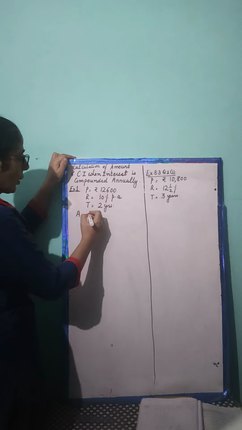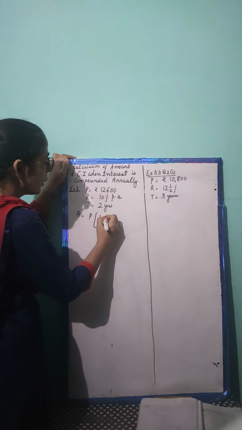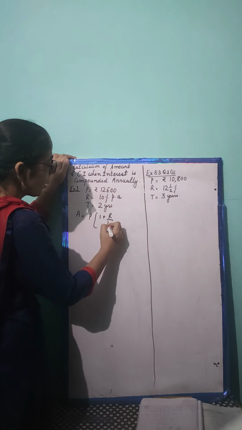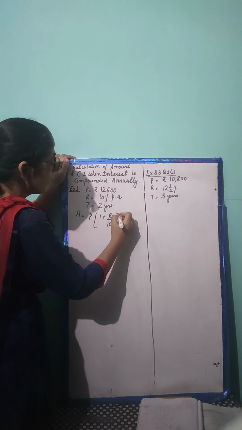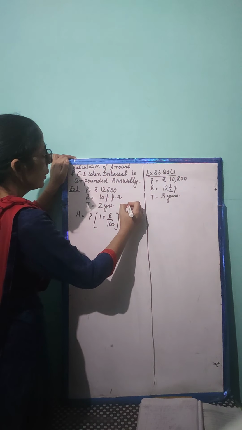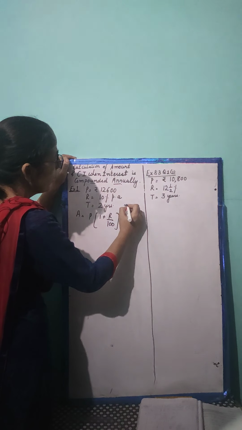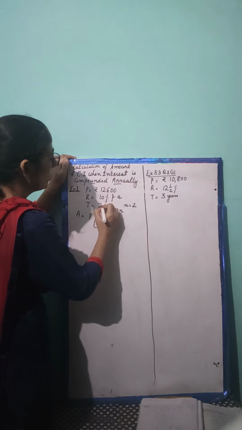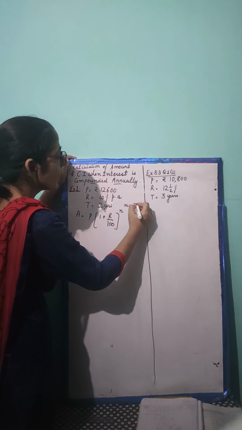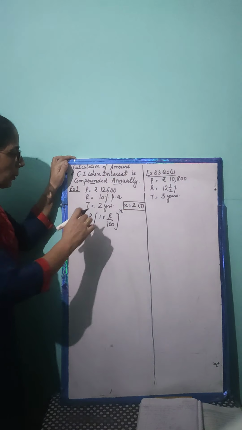And what is the formula for amount? Amount is equal to principal into (1 plus r by 100) raised to power n. n is the time period. So here, because interest is compounded annually and n is equal to 2, whatever the time is given, that will be the same here as the conversion period.